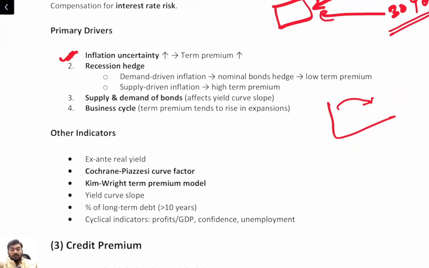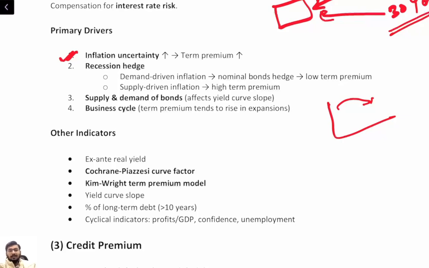We start with inflation. Inflation is something which is uncertain, not knowing how much prices will increase in the future. So if inflation becomes unpredictable, then investors will fear that their long-term money may lose purchasing power. So they demand a higher term premium. So if inflation is high, uncertainty is high, the term premium is also going to be high. Like if in India inflation suddenly jumps from 5% to 9%, then investors will demand more return on the long-term bonds.